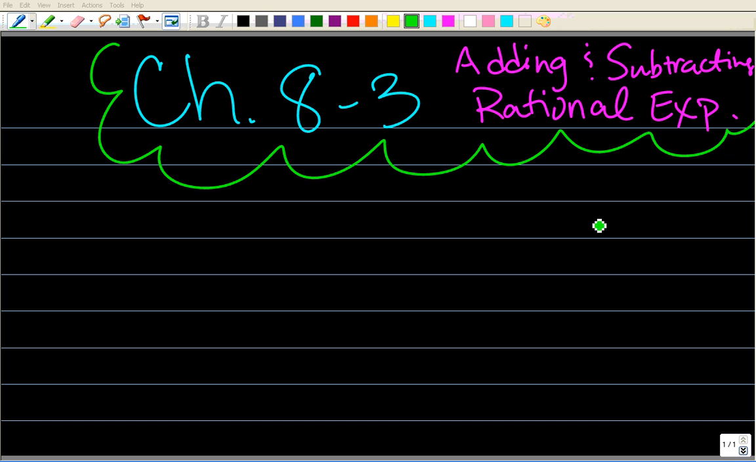Before we even look at any sort of crazy examples, let's first talk about going back to the basics, to the fractions. If we have, for example, something like 1/5 plus 3/5, well, when we're adding fractions and they have a common denominator, you just add the numerators together, so that would be 4/5.